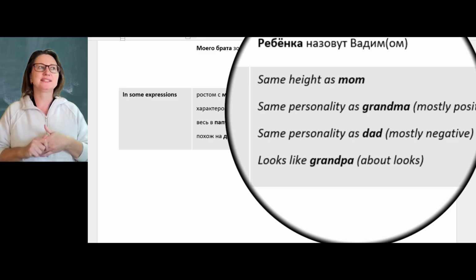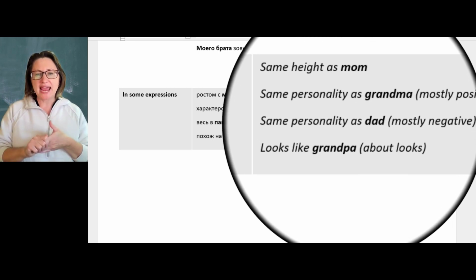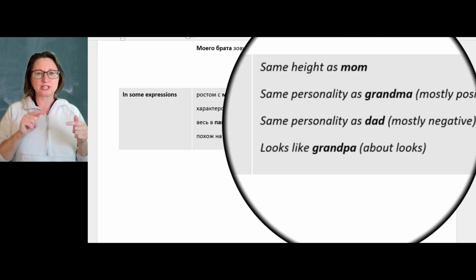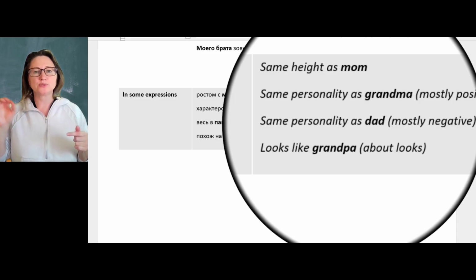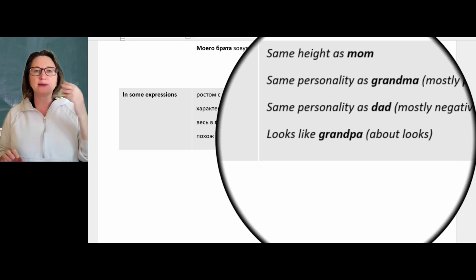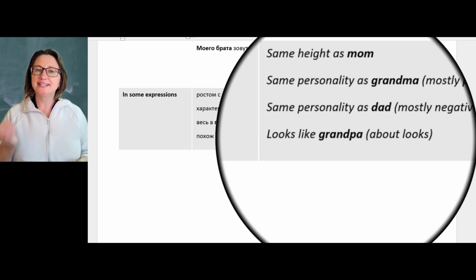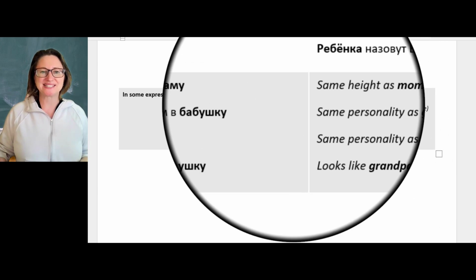Sometimes you can say it in a negative way, but mostly positive. Same personality as dad. It will be a different expression, and that one usually is used mostly negative. I'll show you in a second. And about looks, looks like grandpa, looks like mom, looks like the older brother. That person who somebody looks like is going to be accusative. Okay, let's take a look.